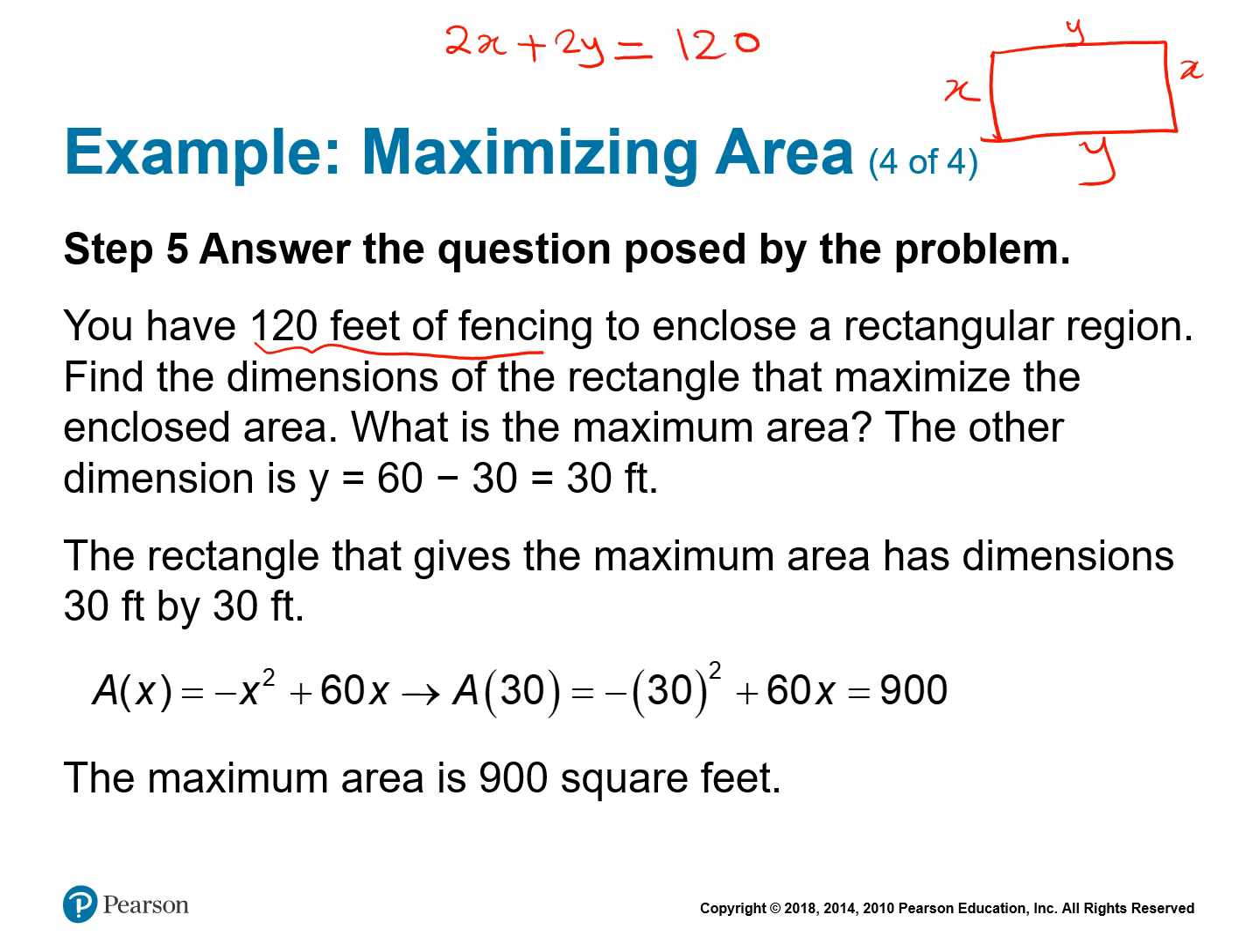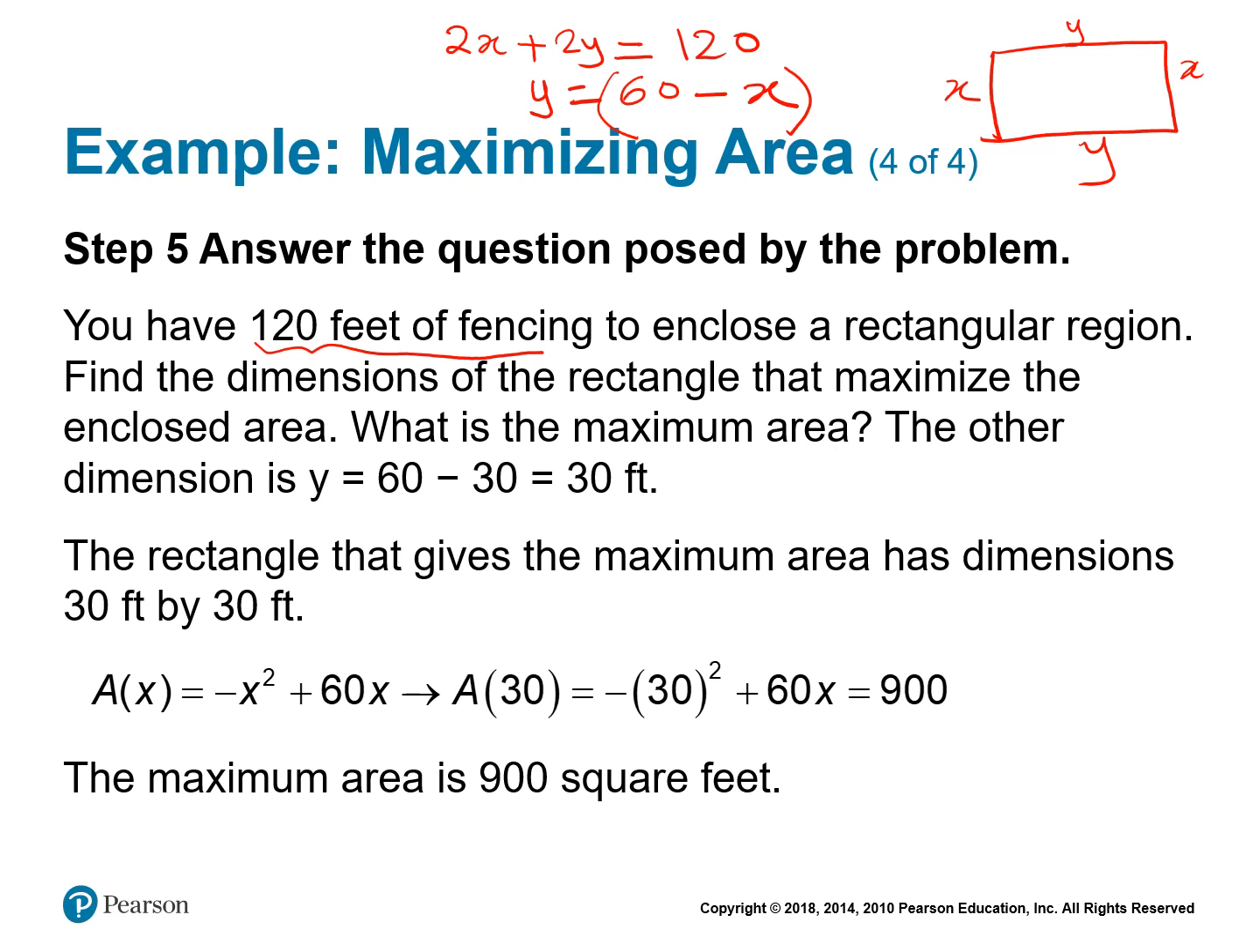Now from this equation, when we solve for y to get an equation in one variable of x, we got the y expression as 60 minus x. If you remember, you can just look back a few slides and you'll see we simplified. We solved for y, and after simplification we came up with y equals 60 minus x.